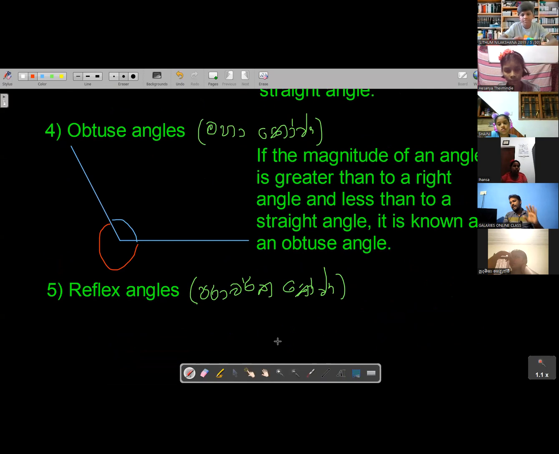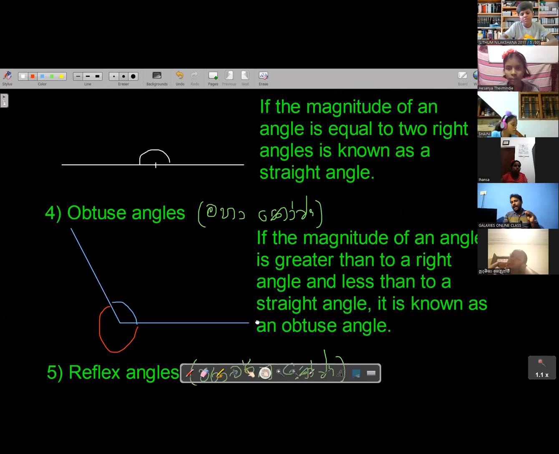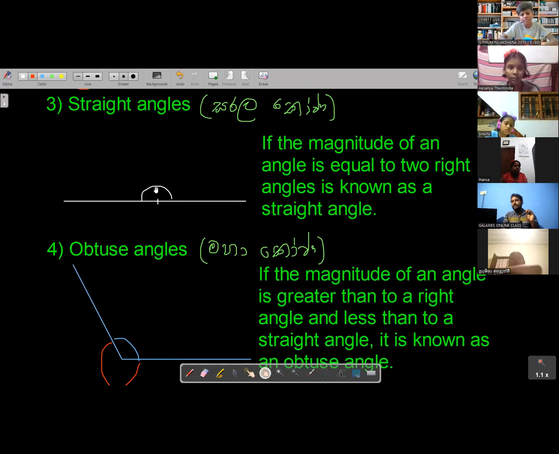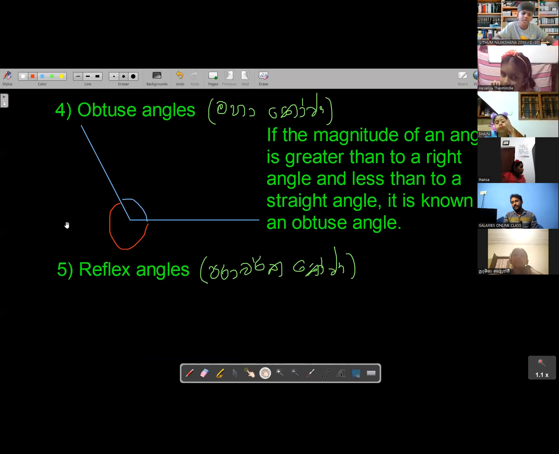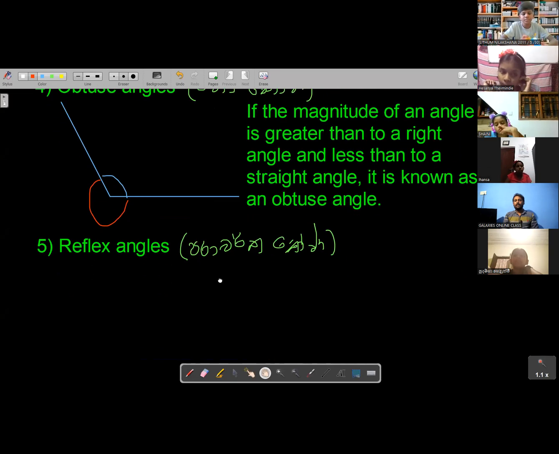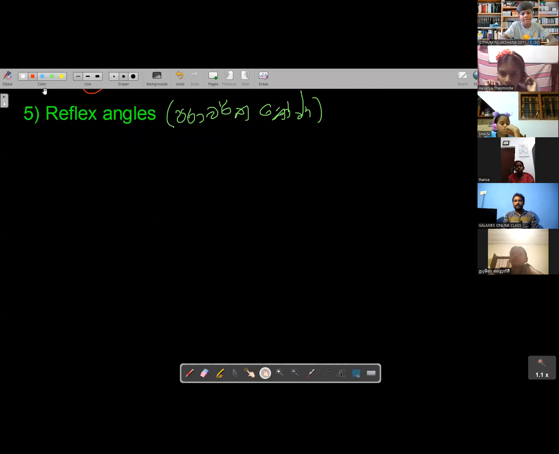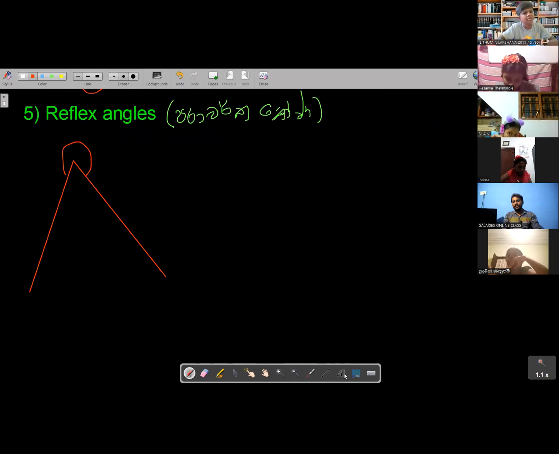So you remember, reflex angle means what? If the magnitude of the angle is greater than a straight angle, we call it what? Reflex angle. Right, like that shape. Okay, so draw a reflex angle in your book. Any type you can draw, it is no problem. Okay, draw about two of them.